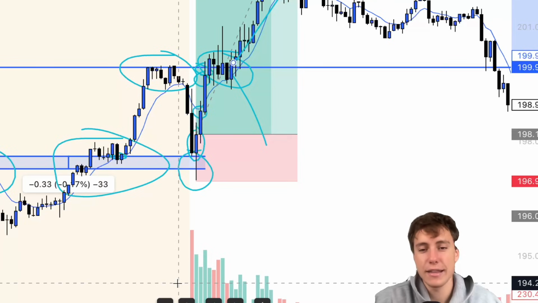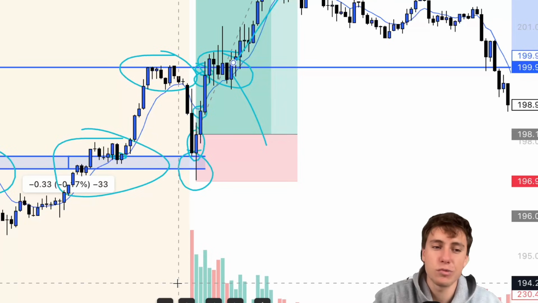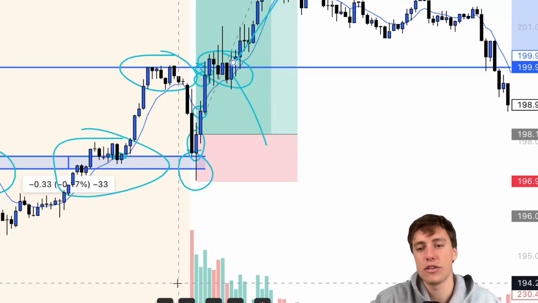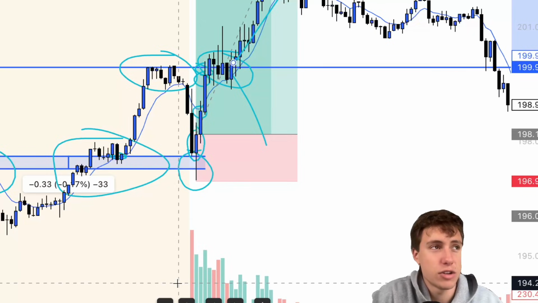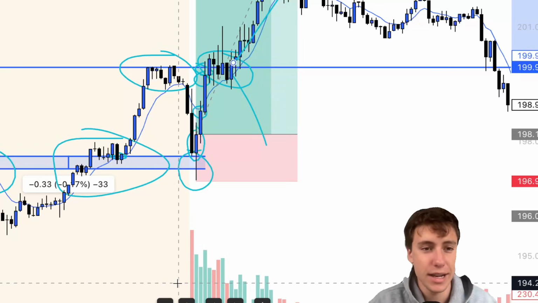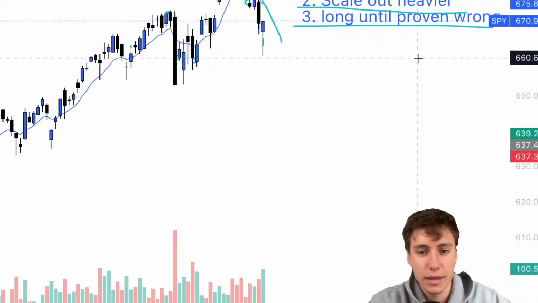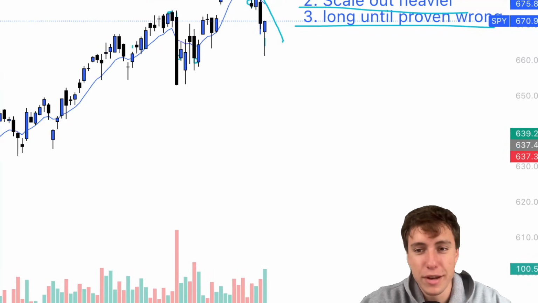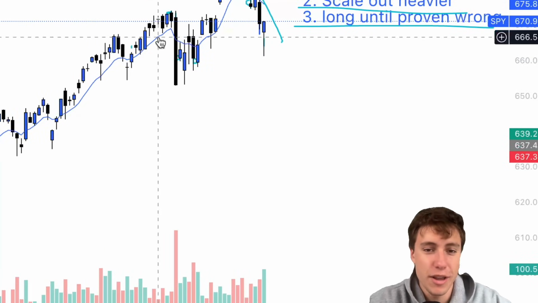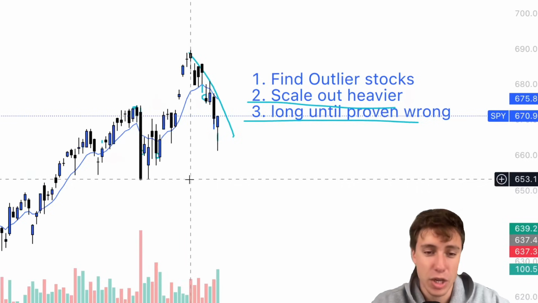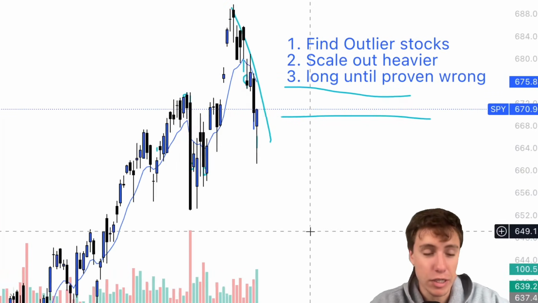All right, but we're going to be scaling out of our positions more heavily because we're in a bear market. Unless the S&P 500 starts switching up, we start seeing crazy green days, then I will be letting off the gas and letting my runners run. Now, long until proven wrong, guys. Long until proven wrong. We are going to be taking call breakout setups until we are proven wrong, guys.